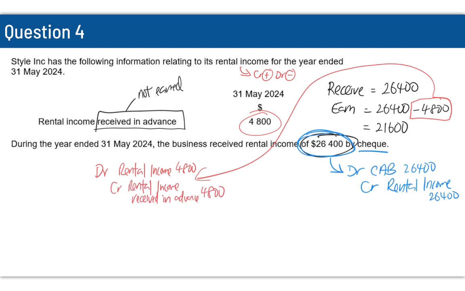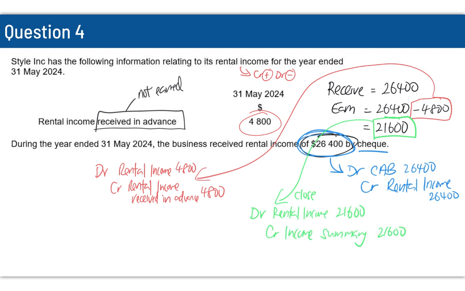You credit rental income received in advance. Then the final value which you calculated to be your income earned, you will have to transfer this amount into your income summary at the end of the accounting period. You do this by minusing your rental income to reset it to zero, debit rental income, then credit income summary.